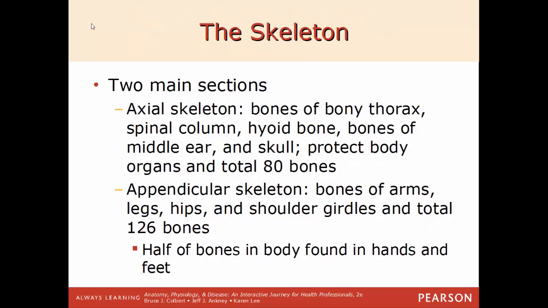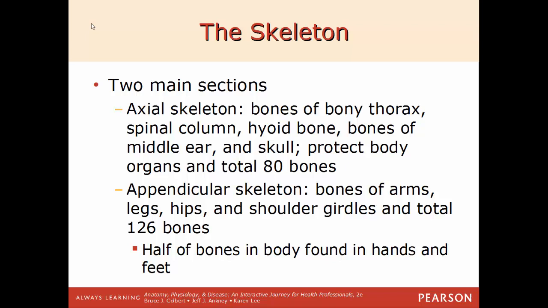Alright, now we'll move into general classifications of the skeleton. And the skeleton falls under two main categories: the axial skeleton and the appendicular skeleton. The axial skeleton is the bones of the thorax, the spinal column, the hyoid bone, the bones of the middle ear, and the skull. It's basically your chest, your ribs, skull, vertebral column. And this will protect about 80 bones.